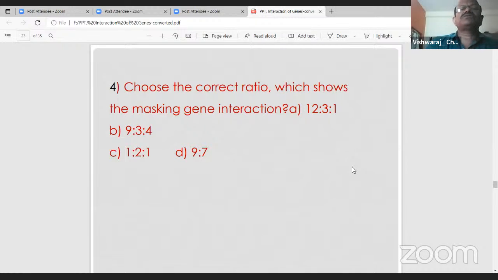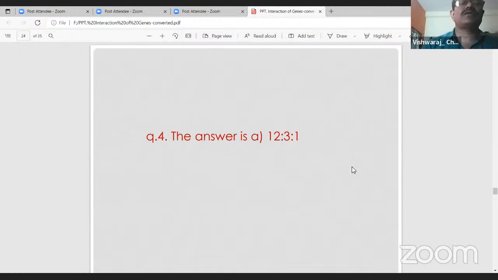Have you understood these questions? Choose the correct ratio. Here the correct answer is 12:3:1.